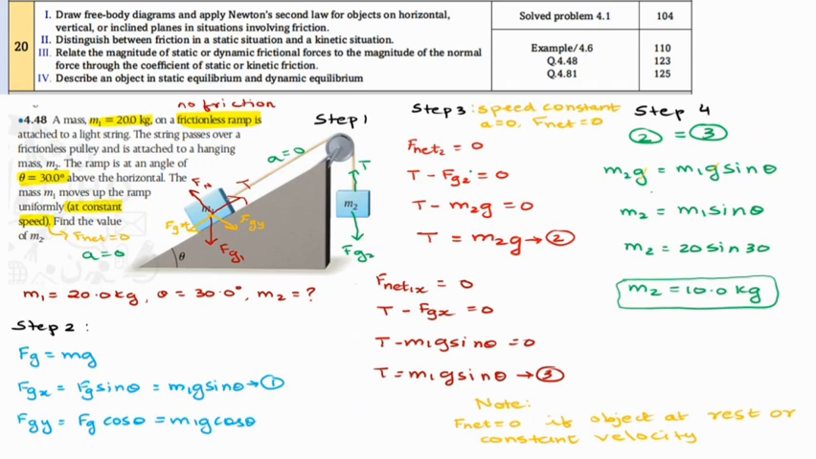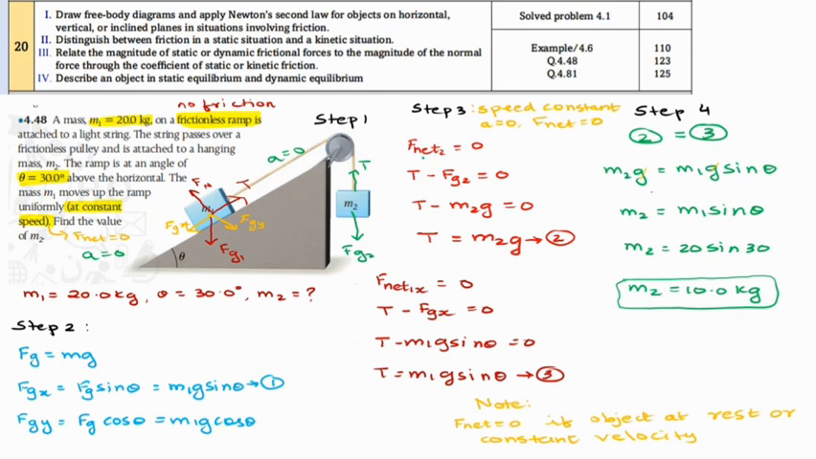Step 3 is to write the equation of forces. First I'm going to write for block m2. We know that m2 is moving with constant speed. Constant speed means acceleration is 0, and if acceleration is 0, the net force along this axis also has to be 0. So I write F net equals 0.